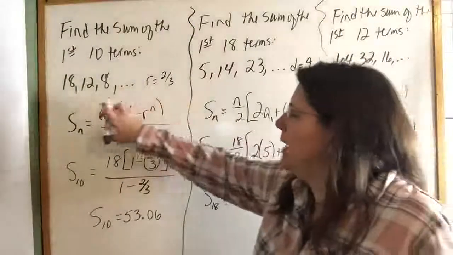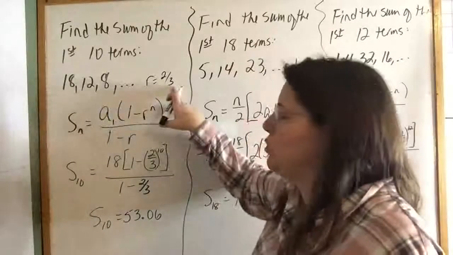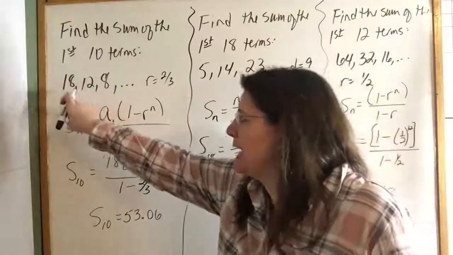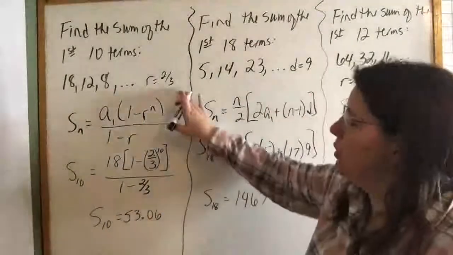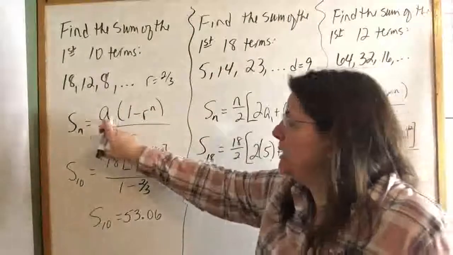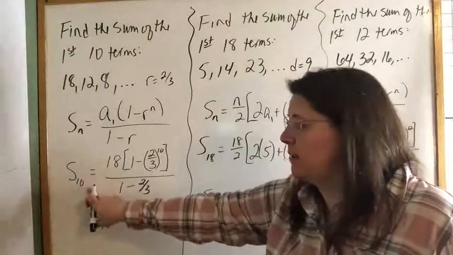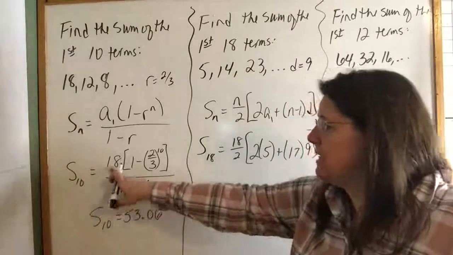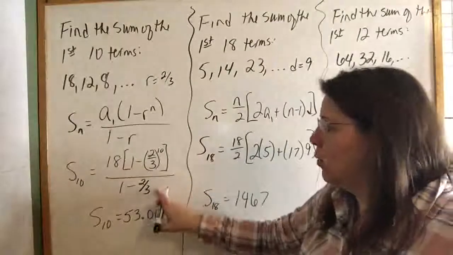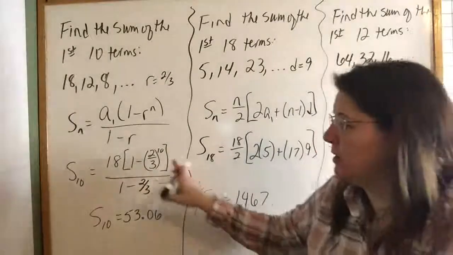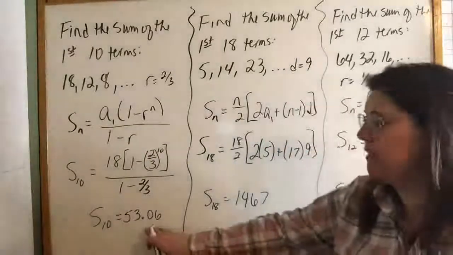For this one, I noticed that this one is geometric. I'm multiplying by 2/3 to get to the next term each time, or 12 over 18 is 2/3, or 8 over 12 is 2/3. So r is 2/3. My a sub 1 is 18. My n is 10. So S sub 10, the sum of the first 10 terms, is equal to 18 times 1 minus r, which is 2/3 to the 10th, over 1 minus 2/3. I'm going to plug that into Desmos, and I'm going to get S sub 10, or the sum of the first 10 terms, is 53.06.